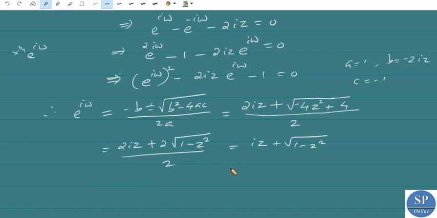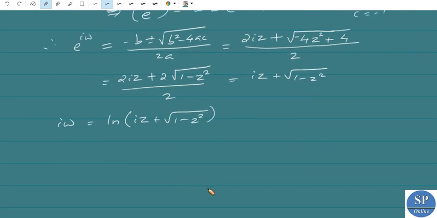Actually the square root of 1 minus z square has two values, plus or minus, which is why we are using plus or minus here. So e power iw is equal to iz plus square root of 1 minus z square. Therefore iw is equal to ln of iz plus square root of 1 minus z square.